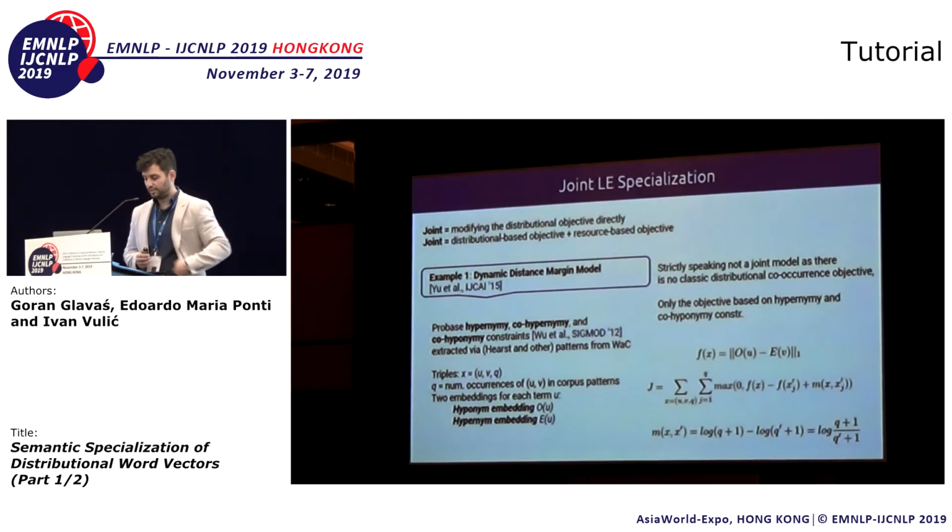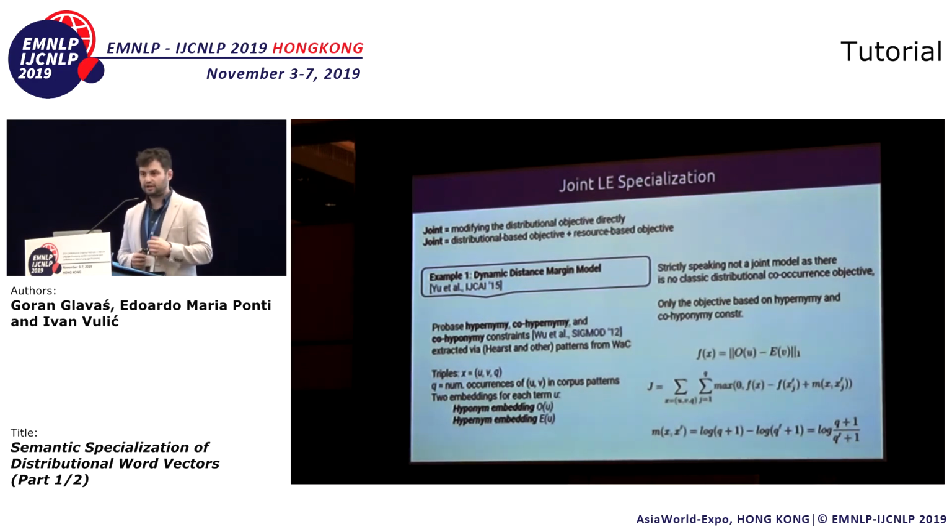The first model that I would mention, strictly speaking, is not really a specialization model, because there's no classic distributional coherence objective. There is just the objective based on the constraints. The constraints are hypernymy constraints, but also co-hyponymy, two words that have a common hyponym or two words that have a common hypernym. And for each pair of words, you also have this third number, Q, which is the frequency you've seen it in a corpus.